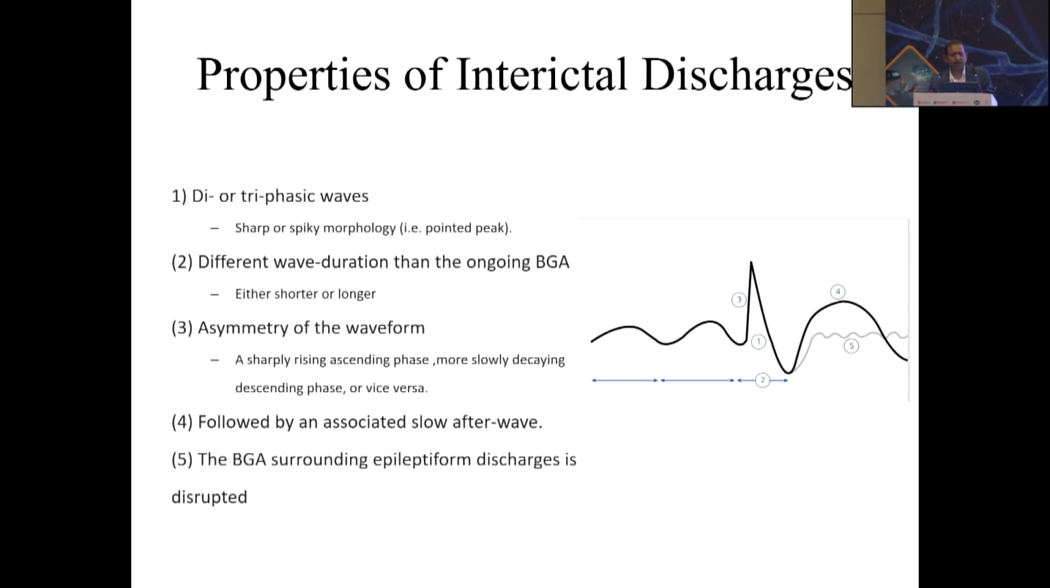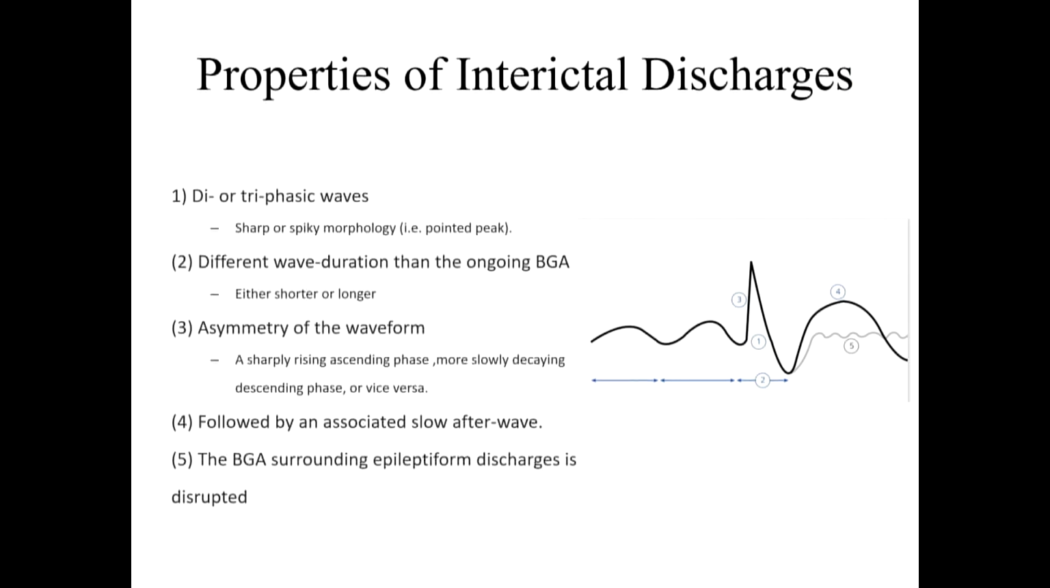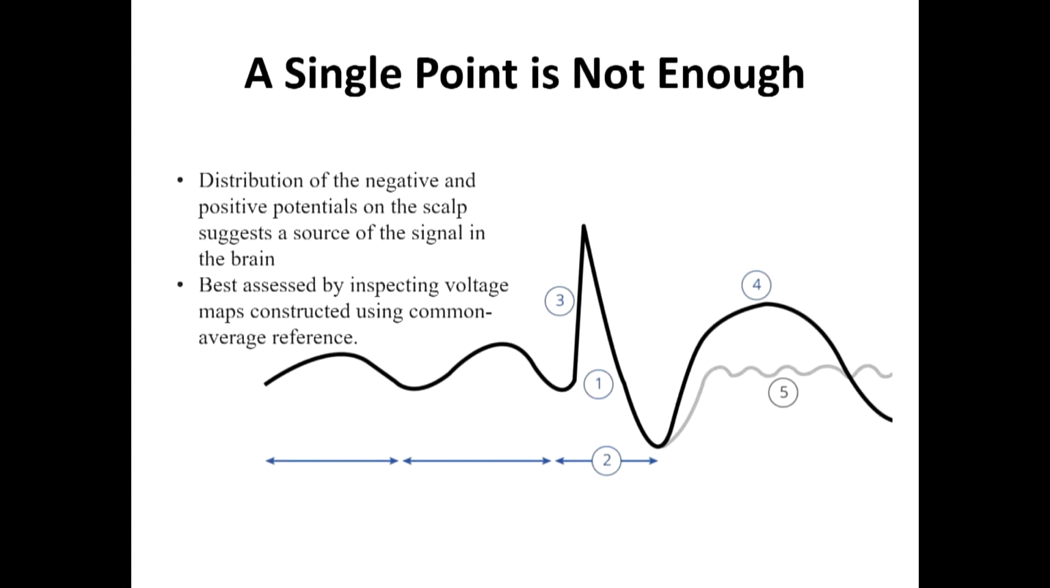When we say interictal discharges, there are a couple of qualities which are important. Usually interictal discharges, especially spike and wave, are biphasic or a bit triphasic. Initial going up, then going down, and those slopes are different. There is asymmetry of the ascending and descending wave, and then it is followed by a slow wave, and the ongoing background is disturbed. So these are a few of the qualities of interictal discharges.